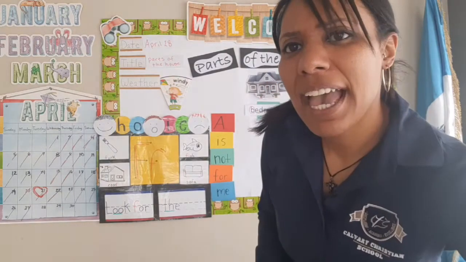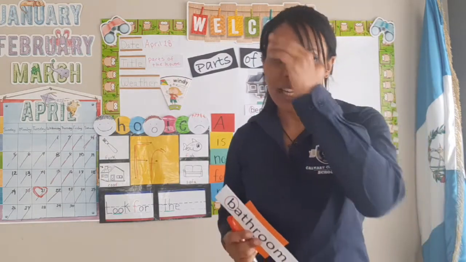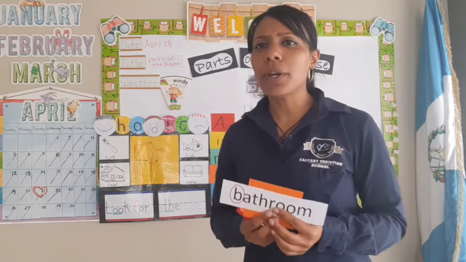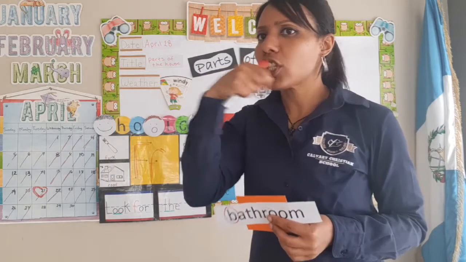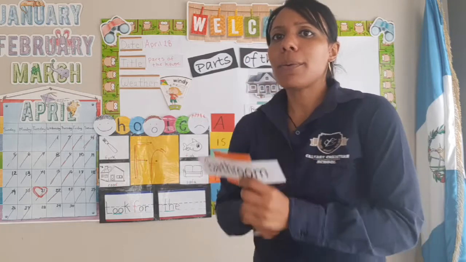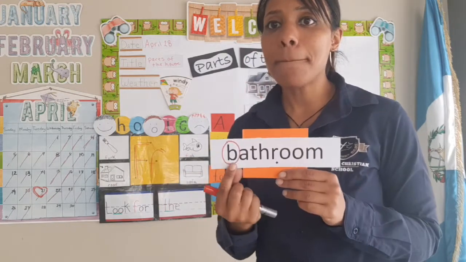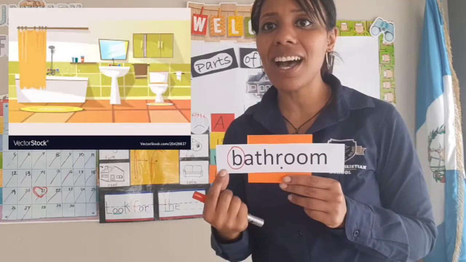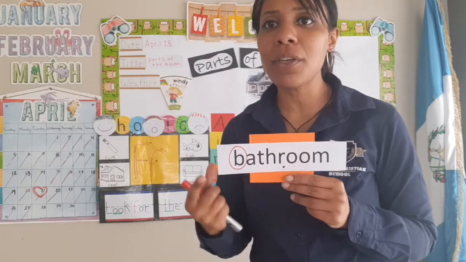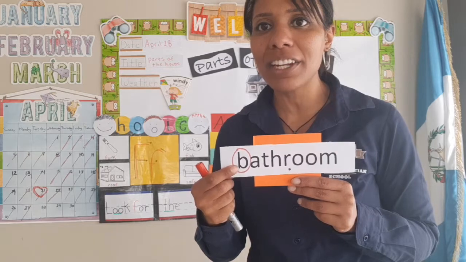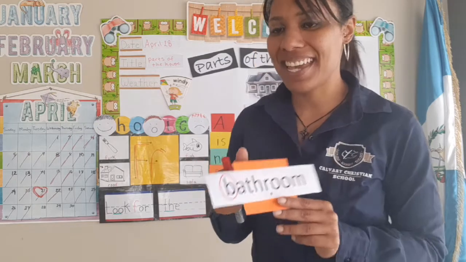Next we have another room that begins with the letter B, but this one is where we go and we brush our teeth, where we take a shower. What room is it? This is a bathroom, right? This is the bathroom. And we know that bathroom begins with the letter B. Great job.